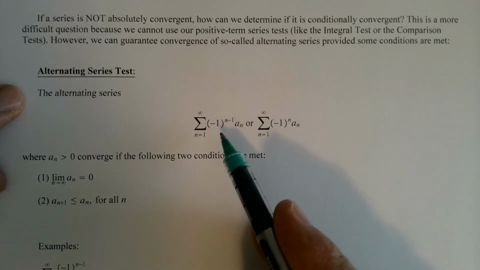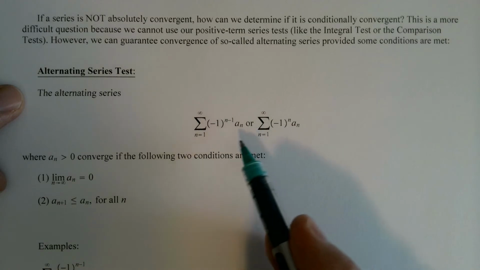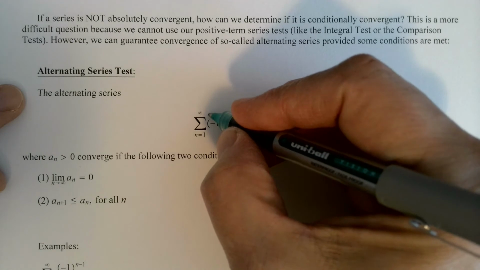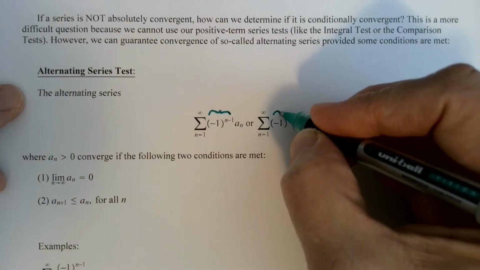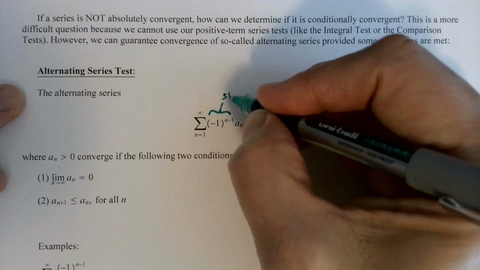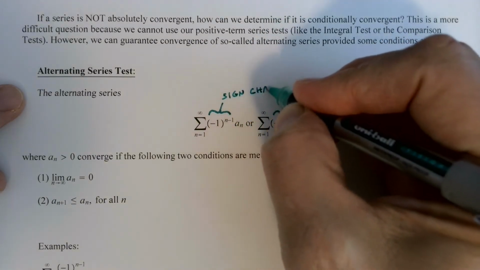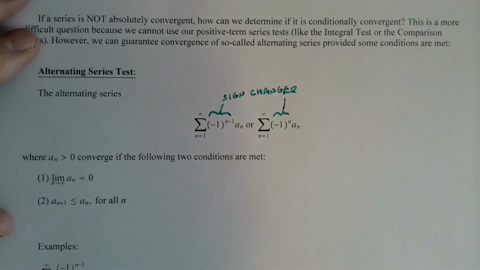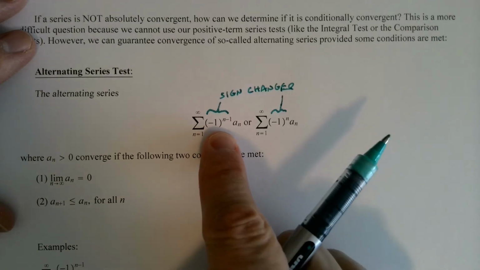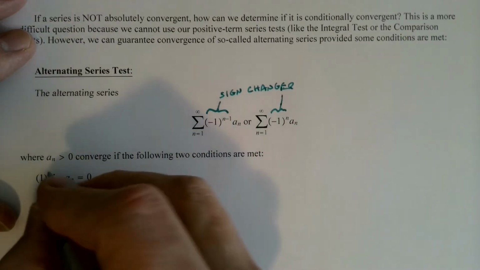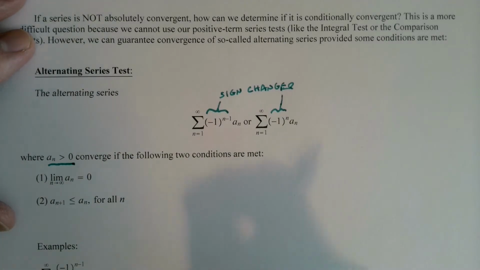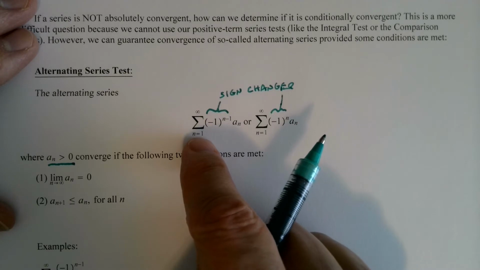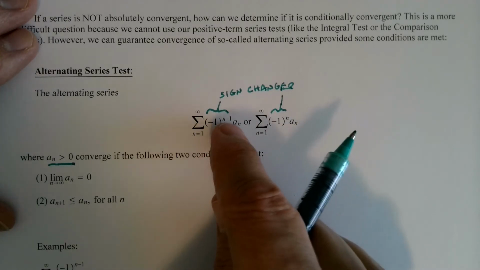We have two ways of expressing an alternating series, and this little -1 to the n minus 1 or -1 to the n, I usually just call the sign changer. And that's going to cause the terms to alternate. Of course, the a sub n's here we're going to think of as being positive. And with this -1 to the n minus 1, when n is 1, if we're starting with n equal 1, -1 to the 0 is positive 1.